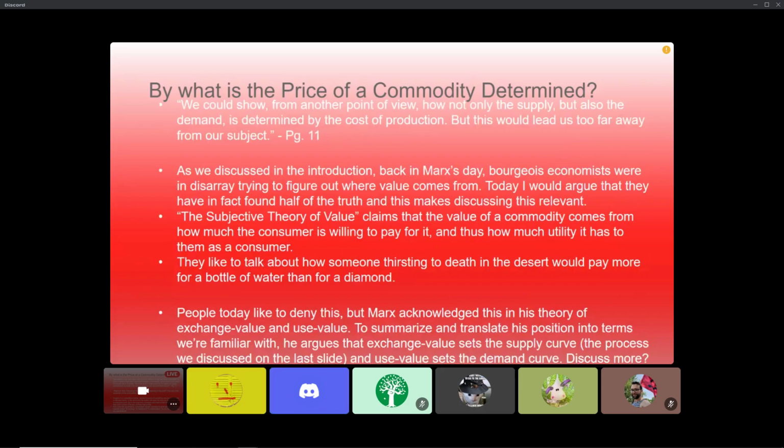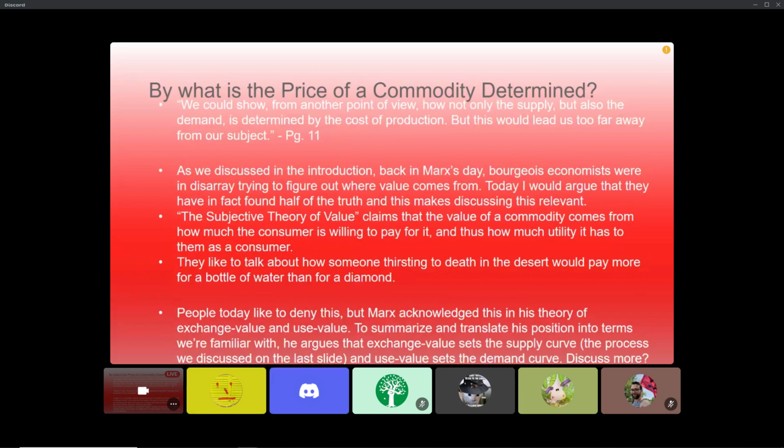But now mainstream economists do have a theory, and I believe that theory reflects a half truth, that they've discovered half of what Marx discovered. And because there is an element of truth to what they talk about, I think it's worth discussing. If you ask any Chicago school economist, Keynesian economist, Austrian economist, where does value come from, they would talk about the subjective theory of value, which claims that the value of a commodity comes from how much a consumer is willing to pay for it, and thus how much utility that commodity has to them as a consumer.